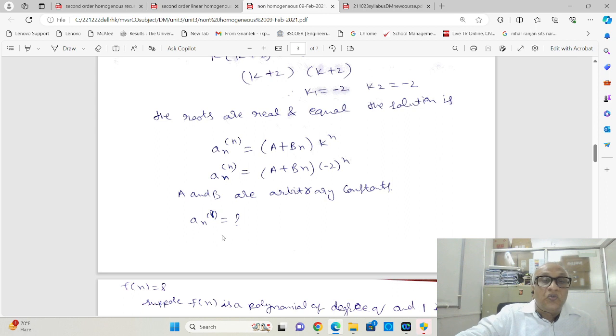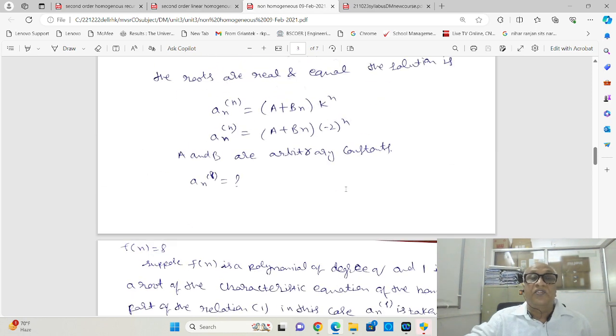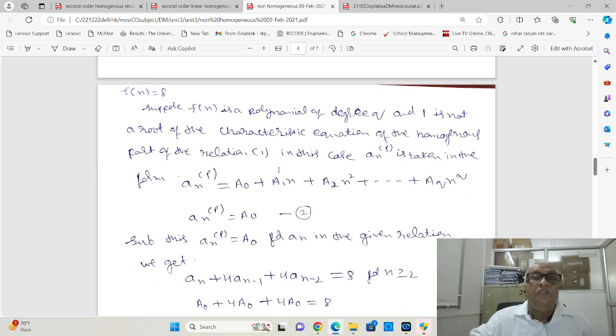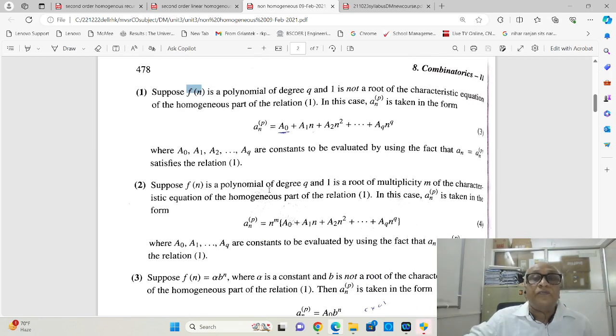Okay, so Fn is 8, right? So as Fn is 8, what is the particular solution? Here also, initially what we have discussed, different cases. One of the cases: the function Fn is a polynomial of degree q and one is not a root of the characteristic equation. What is the root here? The root is minus 2. As it is not 1, we will be going for this solution. We will verify it once again.